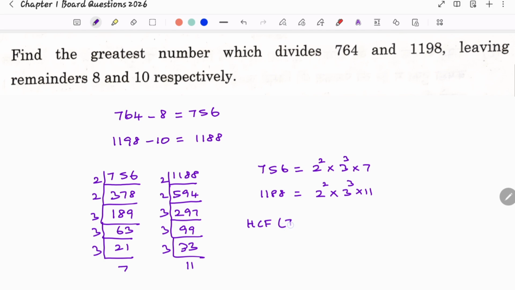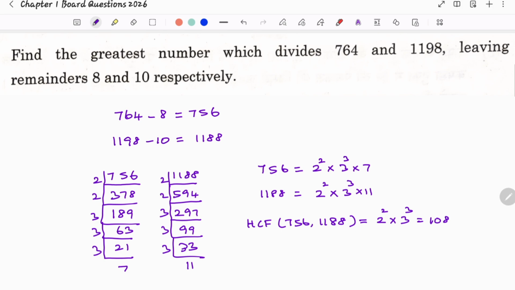So HCF of 756 and 1188 is, to find the HCF, choose the common factors alone. Okay, so we have common factors 2 and 3 only. Now choose the least powers of the common factors. So the smallest power of 2 is 2, the smallest power of 3 is 3. So 2 square into 3 cube. So 3 cube is 27, 2 square is 4. So 4 into 27 is 108. So our HCF answer is 108.